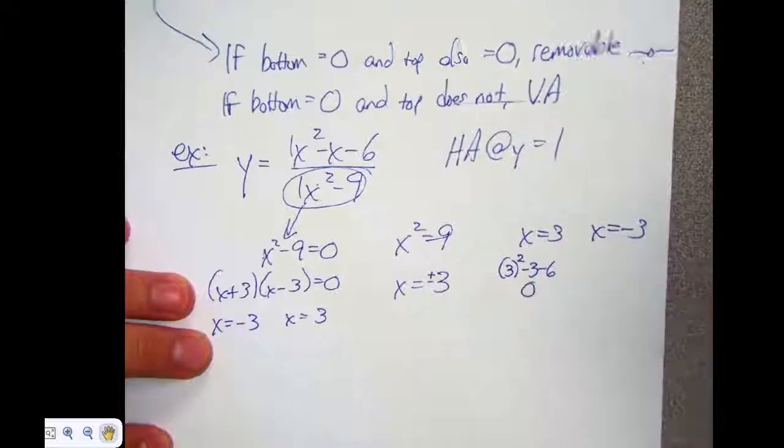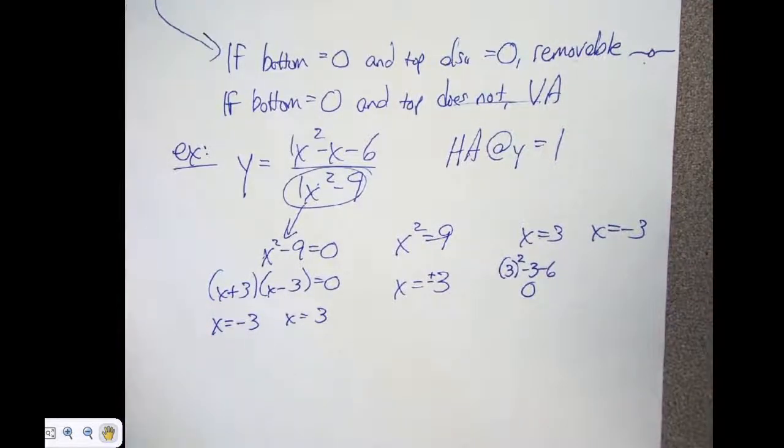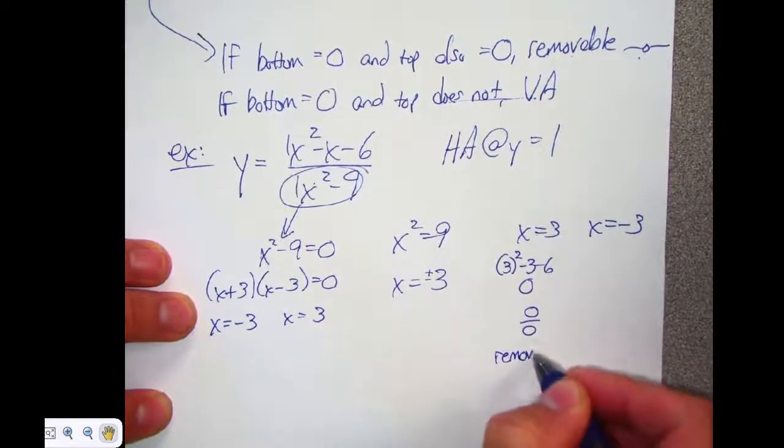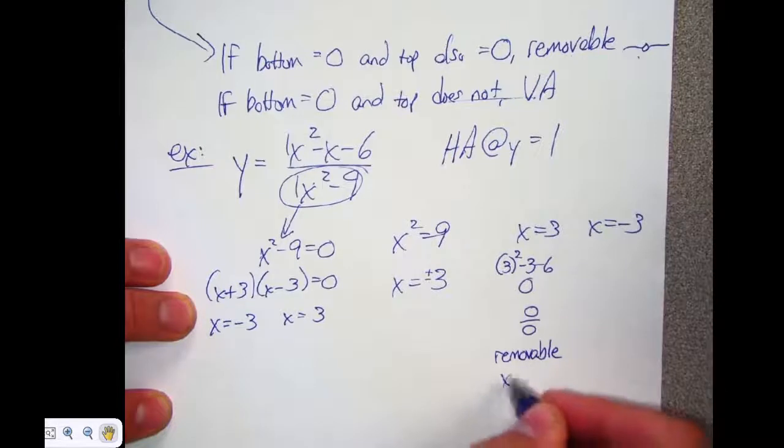That means x, if I plug in x equals 3, I get 0 on the top, and I get 0 on the bottom. That is a removable discontinuity. And if you're graphing it, it's like a hole in your graph.